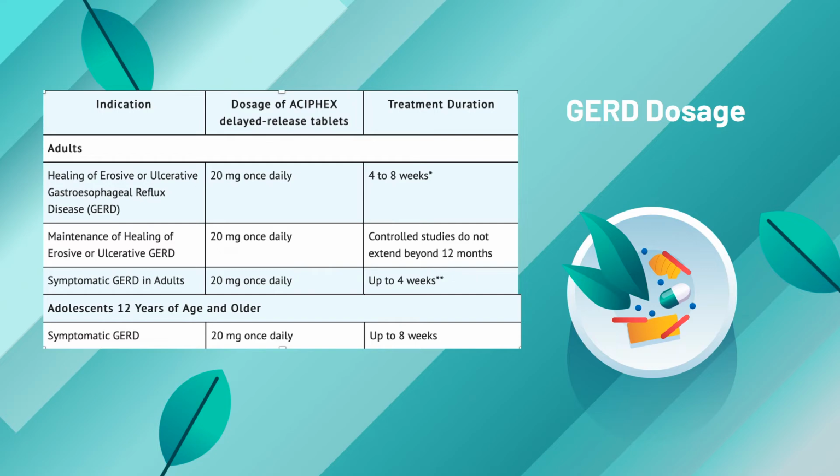The dosage for GERD is the same, but the duration of treatment varies per condition. For acute erosive or ulcerative GERD, the duration of treatment is up to 8 weeks. For maintenance of the healing of GERD, the patient can be on this medication for up to 12 months. For adult patients experiencing symptomatic GERD, treatment is up to 4 weeks. For adolescents 12 years or older, symptomatic GERD can be treated with this medication for up to 8 weeks.